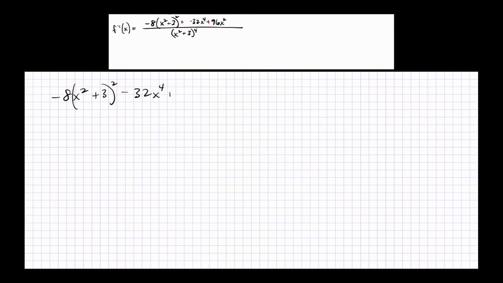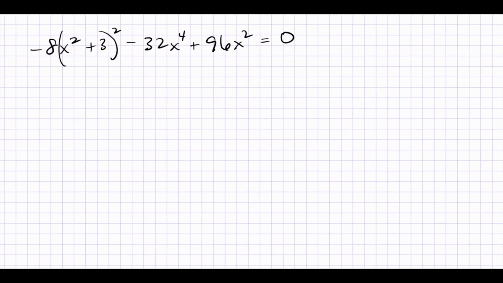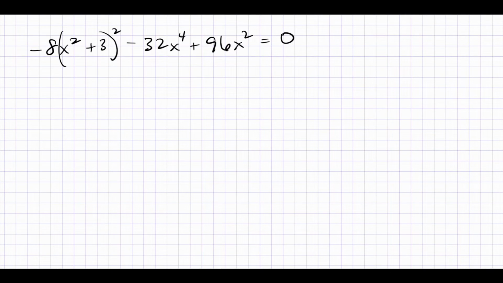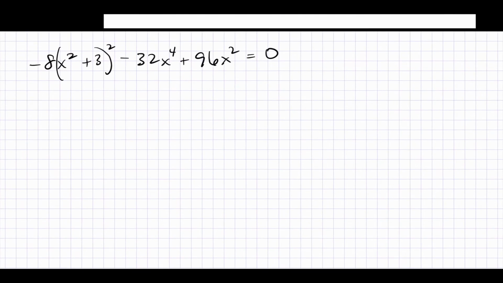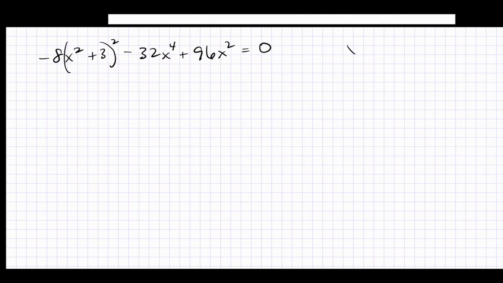Minus 32x to the 4th plus 96x squared equals 0. Okay, so I got to simplify this first. I can't do distributive property because I have to take care of exponents first. E comes before M in PEMDAS. M is multiplication, E is exponents. So you can't distribute yet. Before I can distribute, I need to multiply.